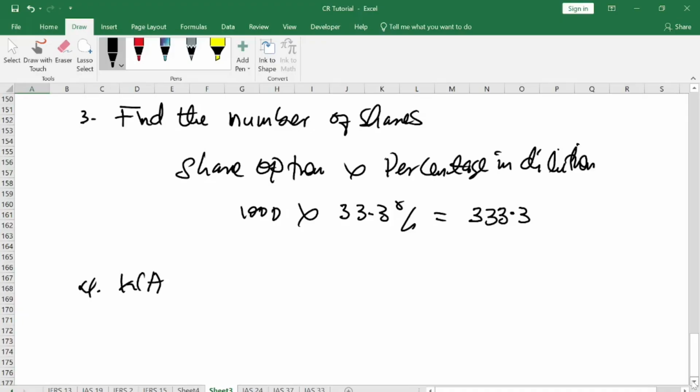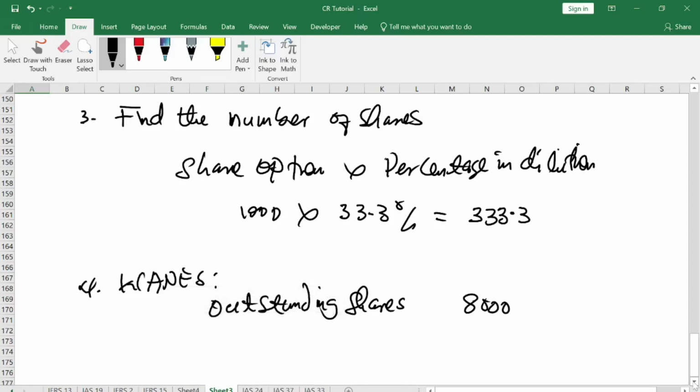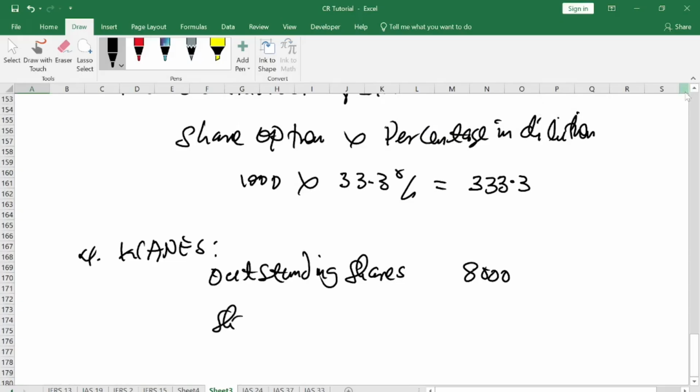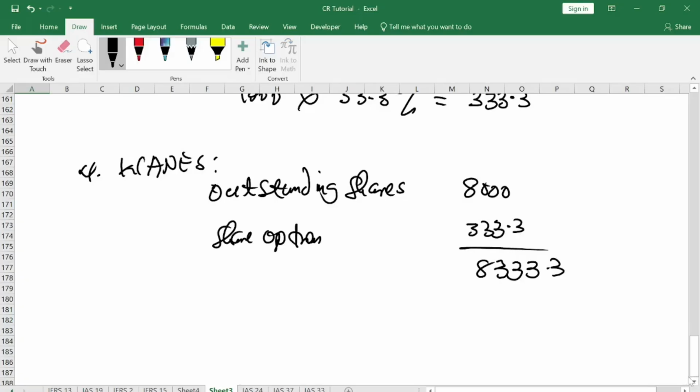So the next action is to find the weighted average number of shares. You start with your outstanding shares, which is 8 million, so 8,000. Then you add your share options converted, which is 333.3. That gives you 8,333.3.